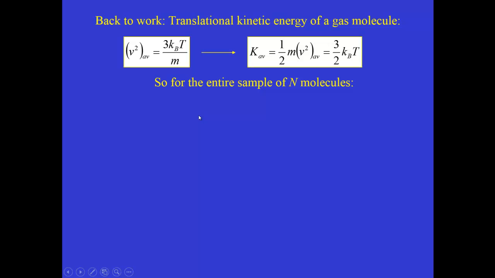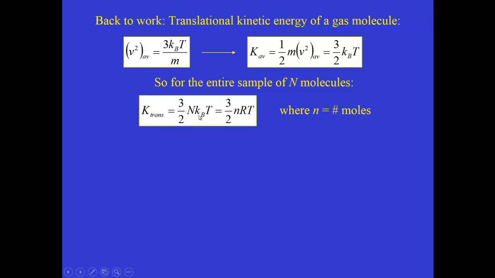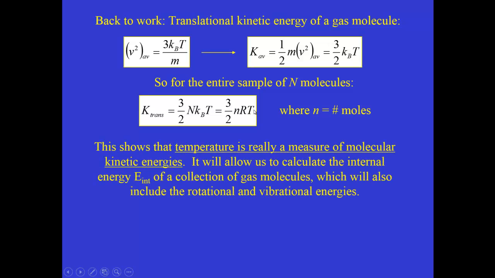So what about if we have our entire sample of n gas molecules? Then this translational kinetic energy, which you can think of as the kinetic energy of the center of mass of all the molecules, is 3/2 the number of molecules times kT, and we can replace the number of molecules times Boltzmann's constant with the number of moles times the gas constant, just like we did previously. So this gives a nice simple expression, and it also tells us what the microscopic meaning of temperature is.